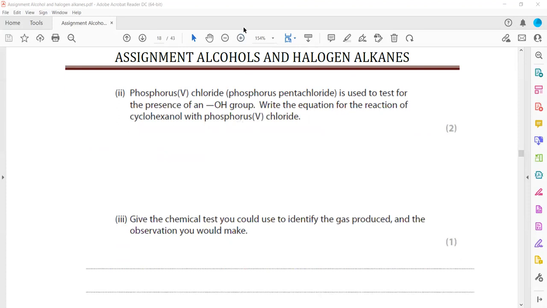Phosphorus pentachloride is used to test for the presence of OH. Write an equation for cyclohexanol and phosphorus pentachloride. For cyclohexanol, first we count how many carbon atoms there are. So C6H11OH when you count the total, reacting with PCl5. It will give a halogenoalkane. So it will produce C6H11Cl plus POCl3 plus HCl.